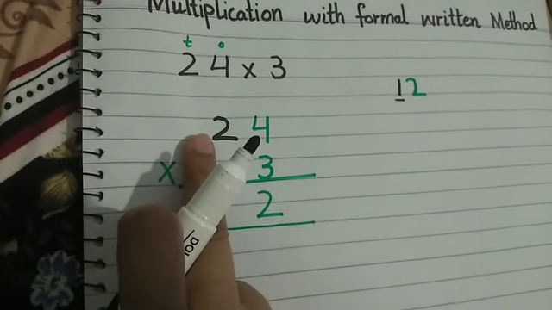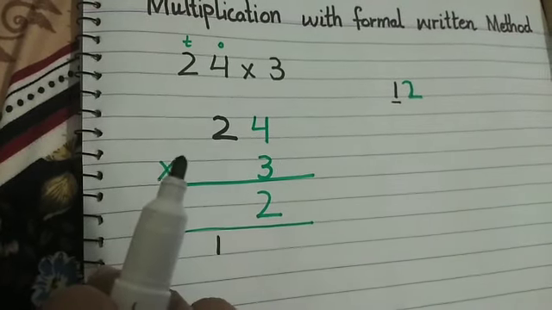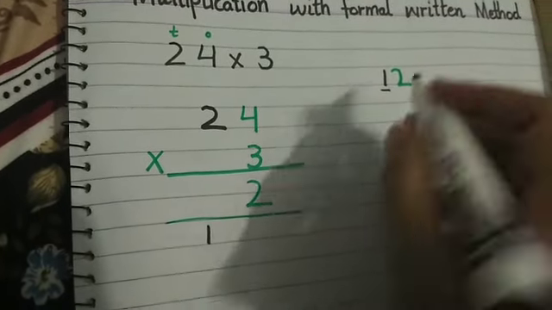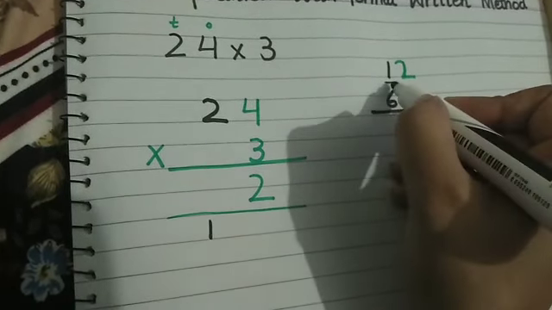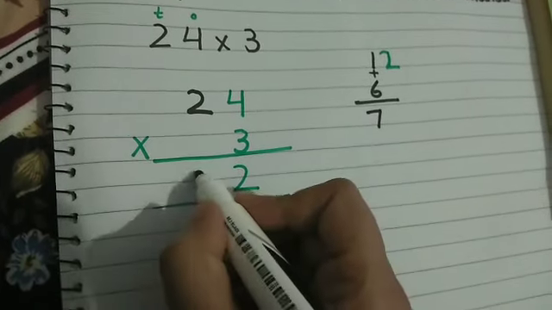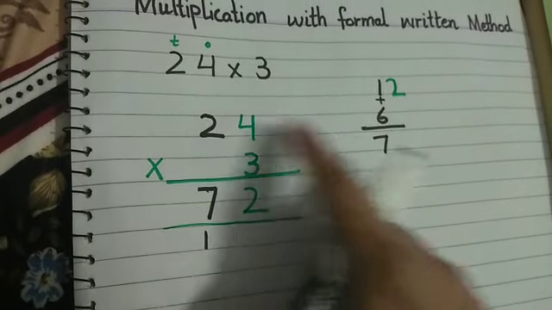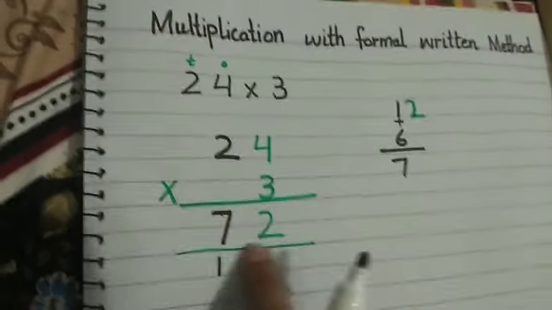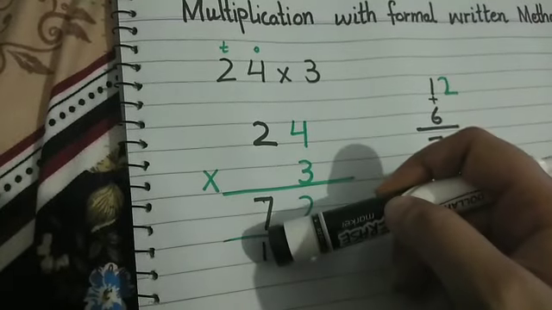3 twos are how many? 3 twos are 6. So 6 is a single digit number. So I am not going to write 6 over there. I will write 6 over here, and this 6 plus 1 would be 7. So I am going to write here 7. 3 twos are 6. 6 plus 1, this one I have added, then it would be 7. So this is the number. Now you can see that ones are under ones, tens under tens.